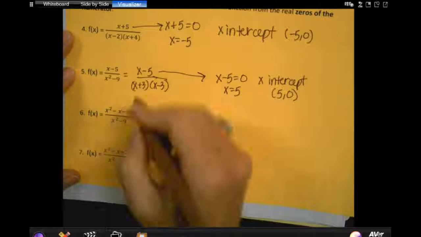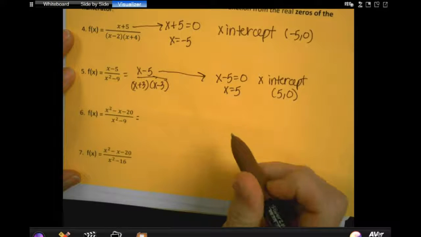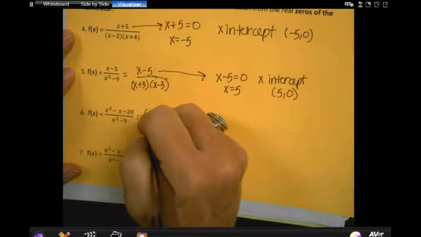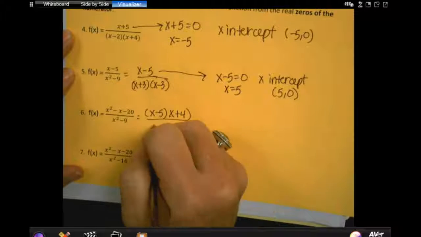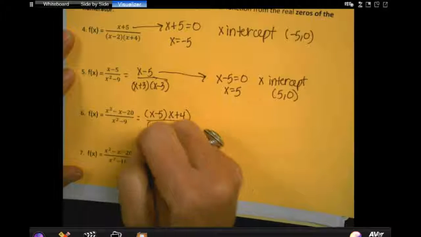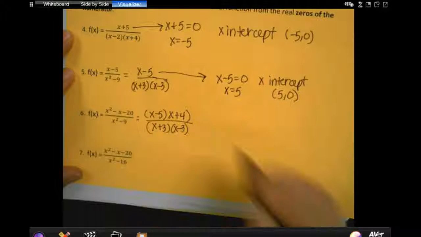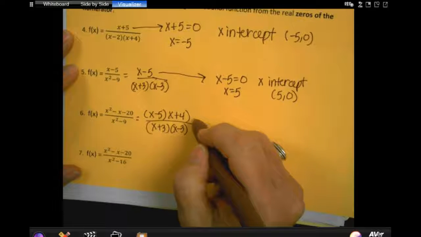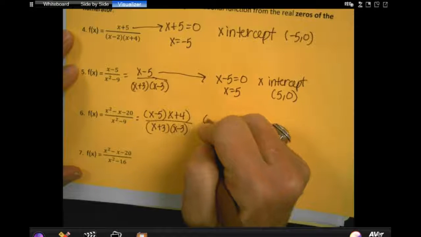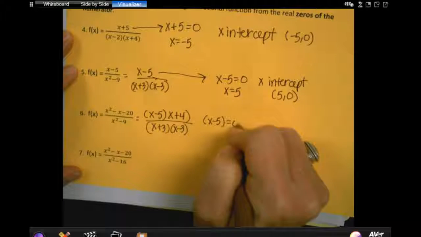Yep. X squared minus x minus 20 factors to x minus 5, x plus 4. The bottom factors to x plus 3 and x minus 3. So nothing cancels. So I have to use this to find my x-intercepts. So how many x-intercepts do I have? 2.